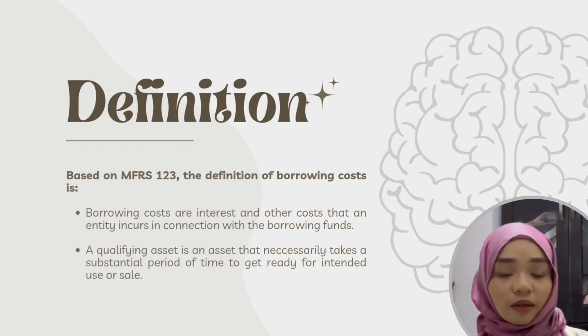So, to sum it up, borrowing costs are the expenses tied to financing, and qualifying assets are those that take time to be made ready. And when these two intersect, the borrowing costs may become part of the asset's value on the balance sheet.